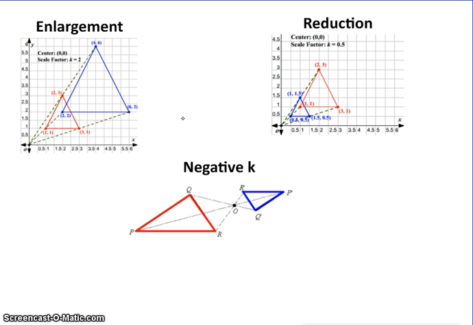Alright, so this is what I have for you. This is an example of an enlargement. The red figure is my original figure. The blue figure is the enlarged figure. The red figure over here in the reduction area is my original figure. Notice it's the same figure, but this time I've reduced it. I have a reduction occurring here, so the blue figure is smaller. When I have a negative k value, what ends up happening is not only am I doing either an enlargement or a reduction, but I also am going to end up rotating around. Okay?